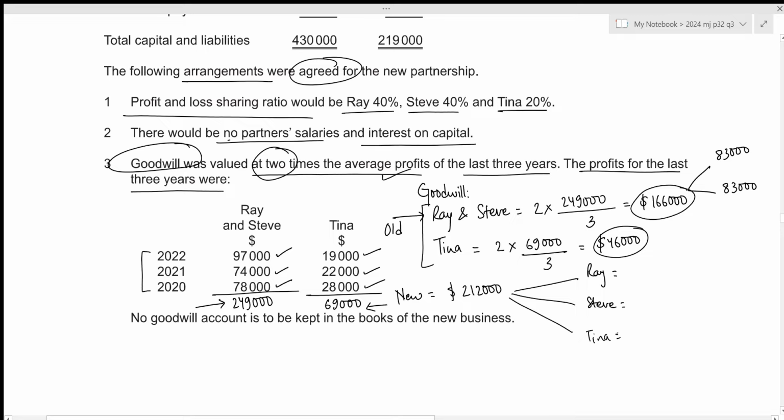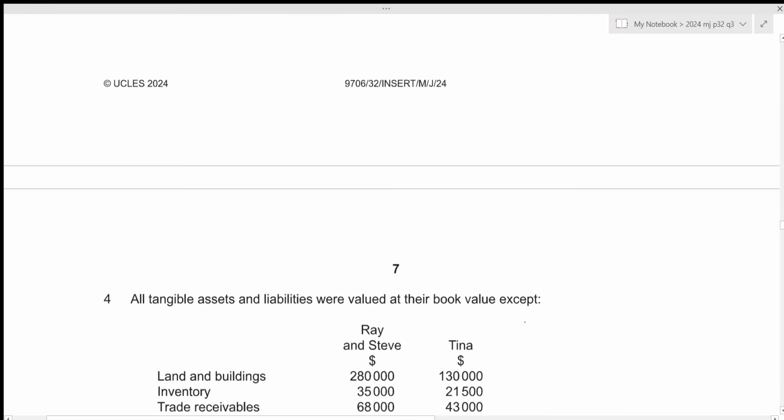Okay. So the new profit sharing ratio is 40% for Ray. So Ray's share of goodwill will be 40% times 212,000, which results in the value of 84,800. The profit sharing ratio is the same for Steve, which means that the value will also be the same. And for Tina, it will be 20% of 212,000, which results in the value of 42,400. No goodwill account is to be kept in the books of the new business. This just means that we need to cancel out the old goodwill with the new goodwill value. Let's move towards the remaining information.